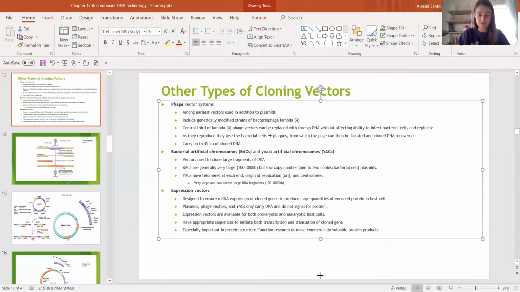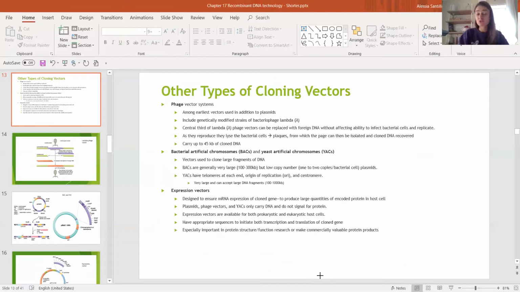So we have appropriate sequences to initiate both transcription and translation of the cloned gene, which is essentially what I was talking about. And it's especially important in protein structure or function research, or to make commercially valuable protein products.